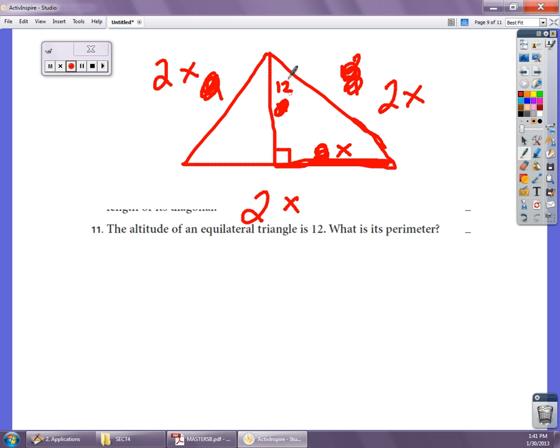And now you'll see you have a right triangle, and even though you don't have all 3 sides, you have them in terms of x. So 12 and x are the legs. So 12 squared plus x squared is equal to 2x, which is the hypotenuse, squared.